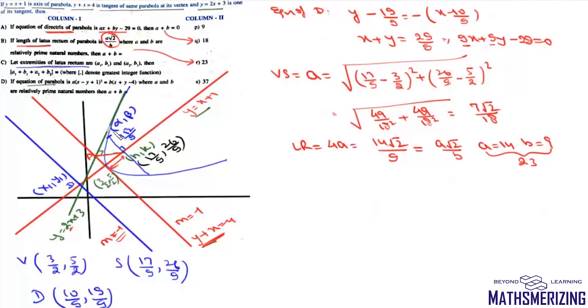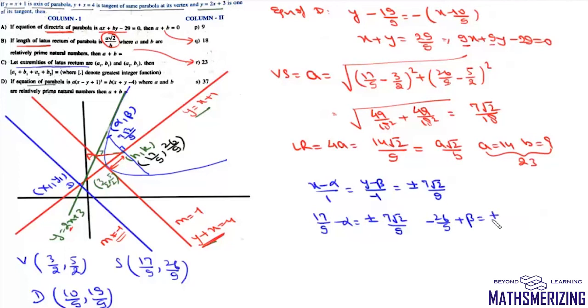So we'll find the foot of perpendicular from this point alpha beta on this line, which actually is the focus. So we can write this foot of perpendicular as x minus alpha upon 1 equals y minus beta upon minus 1, and then this distance. Now we can have 2 points, one up and one down, so we can write it as plus minus 7 root 2 by 9. Now x here is 17 by 9, so we can write 17 by 9 minus alpha equals plus minus 7 root 2 by 9, and this is 26 by 9 minus beta equals plus minus 7 root 2 by 9. So here alpha is 17 by 9 plus minus 7 root 2 by 9, and beta is 26 by 9 plus minus 7 root 2 by 9.